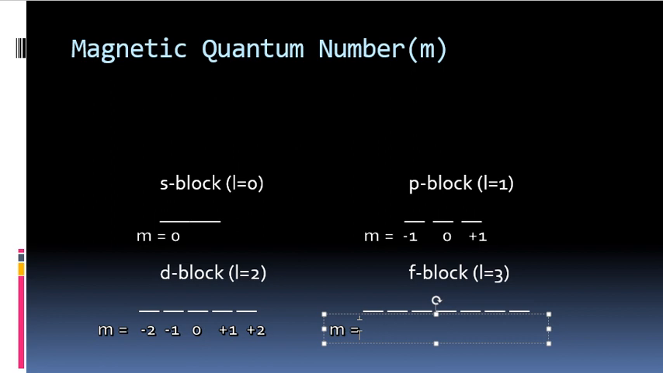And finally, for F block elements, their angular momentum number is always equal to 3, because that is what one set of F orbitals would have for L. Now, since m ranges from positive to negative L, if L equals 3, then our range is going to be -3, -2, -1, 0, +1, +2, and then +3.